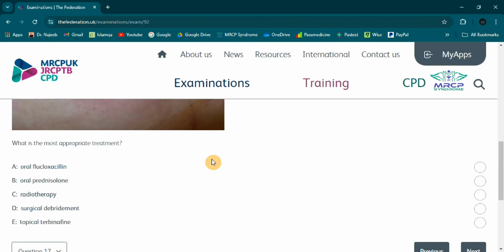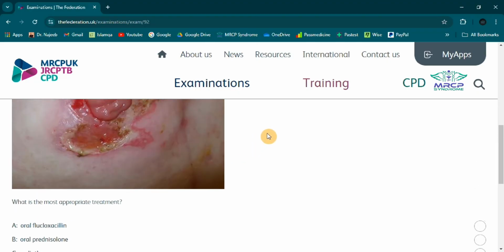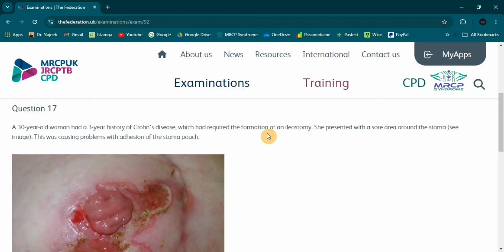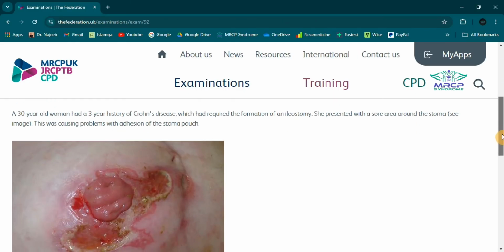What is the most appropriate treatment? Oral flucloxacillin, oral prednisolone, radiotherapy, surgical debridement, topical terbinafine. A 30-year-old woman had a 3-year history of Crohn's disease, which had required the formation of an ileostomy. She presented with a sore area around the stoma, seen in the image. This was causing problems with adhesion of the stoma pouch.